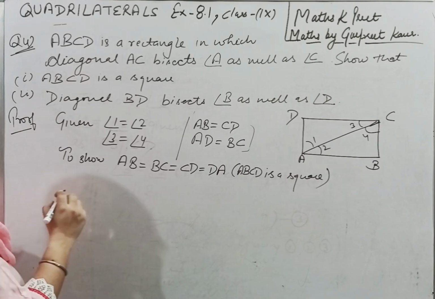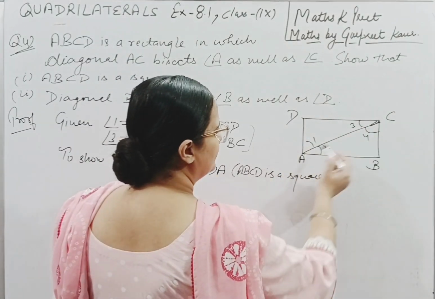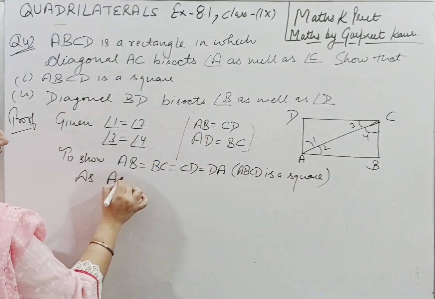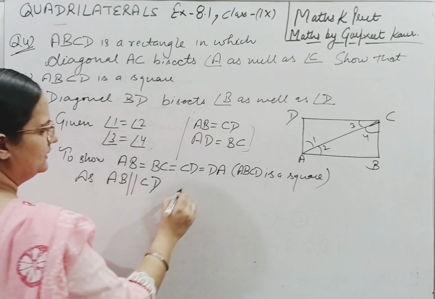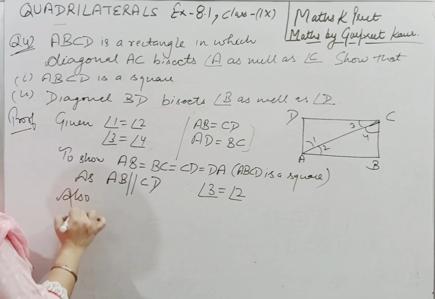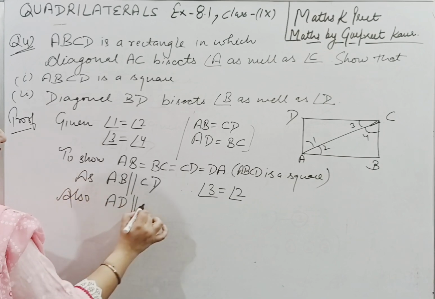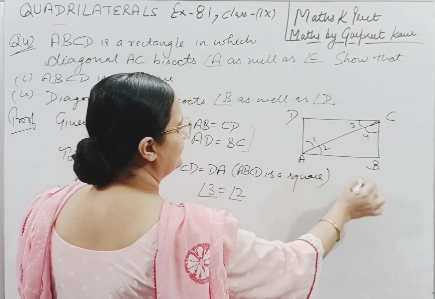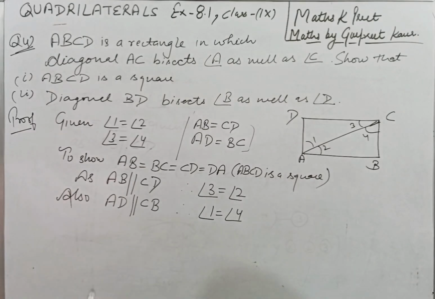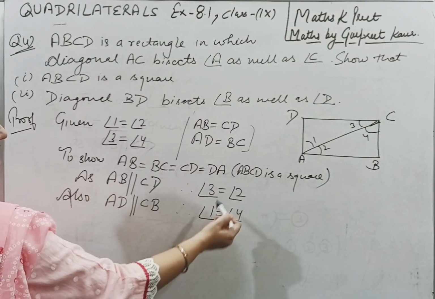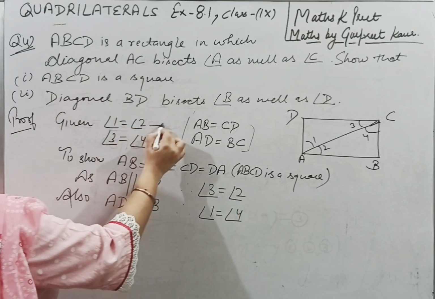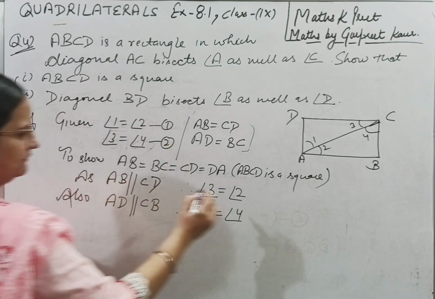So I will write again, rectangle is a parallelogram. As AB is parallel to CD, therefore angle 3 will be equals to angle 2. Also AD is parallel to CB. Now these two are parallel, therefore angle 1 is equals to angle 4. Fine. Angle 3 is equals to angle 2. Angle 1 is equals to angle 4. Angle 3 is equals to angle 2, but this 2 is equals to 1. Mark it number 1 and 2, 3 and 4.